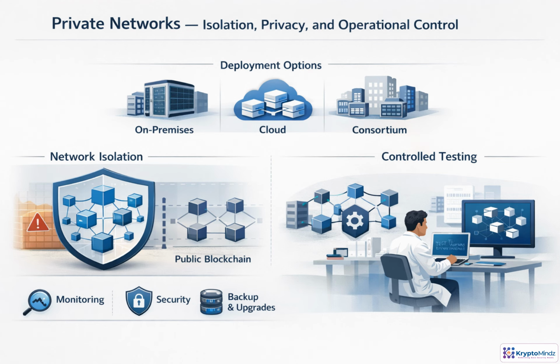Private networks are useful when an organization wants blockchain coordination without public network exposure. The main trade-off is responsibility. You decide where nodes run, who can operate them, how keys are protected, and how changes are approved. That could mean on-premises infrastructure, cloud hosting, or a consortium model shared across partners. Isolation reduces outside traffic and public chain volatility, but it also means your team owns monitoring, backups, security, and upgrades. It is a controlled environment for testing before production.